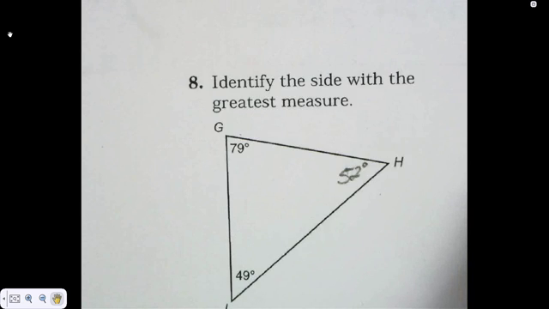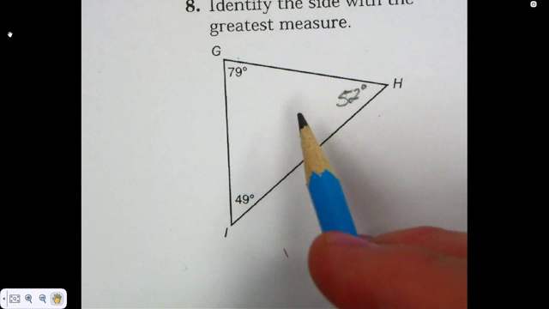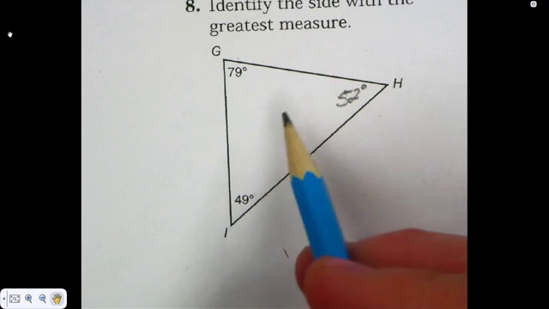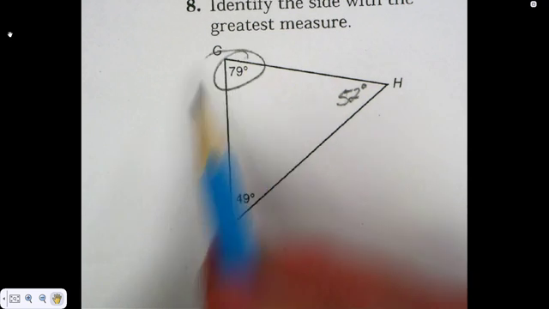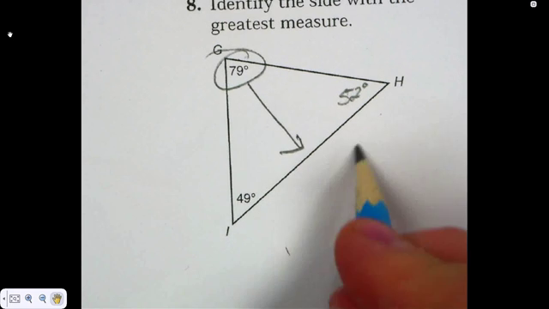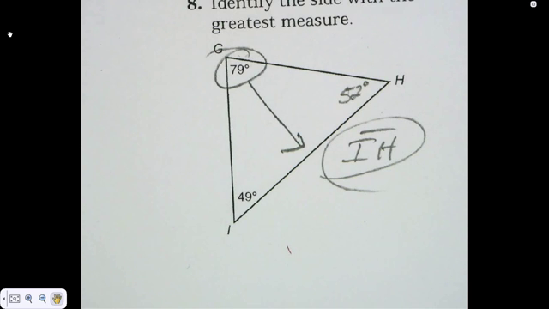So what's the side with the greatest measure? To find it, I find the what? To find the biggest side, I find the biggest angle. What is the biggest angle? It's G. 79. What side is it holding? H. You guys think you can do that?